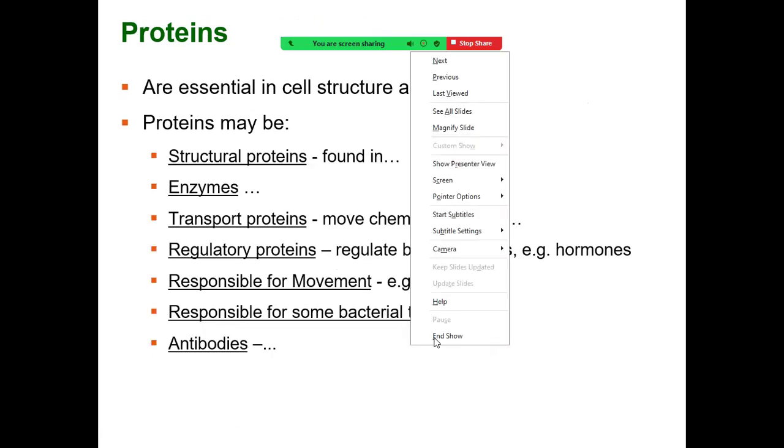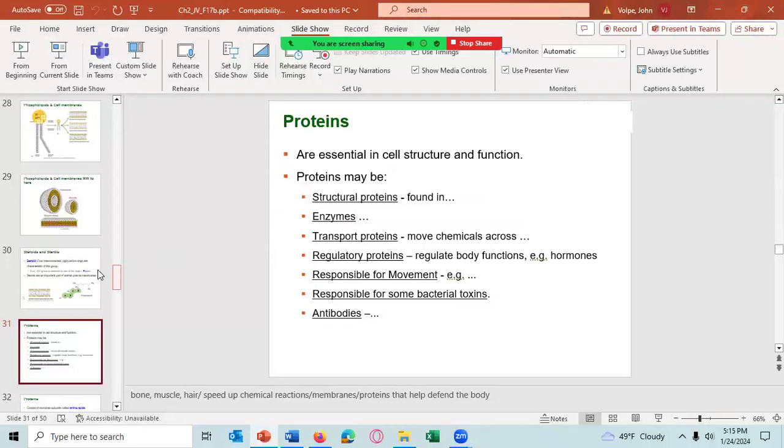All right. Are there any questions about the lipids? If not, let's move on to the proteins, the third biological molecule we want to talk about. Proteins are essential in cell structure and in cell function. Proteins may do a diverse number of things or functions. There can be structural proteins that give structure to something, and these are found in bone, muscle, and hair. Proteins can be enzymes, and these molecules speed up chemical reactions.